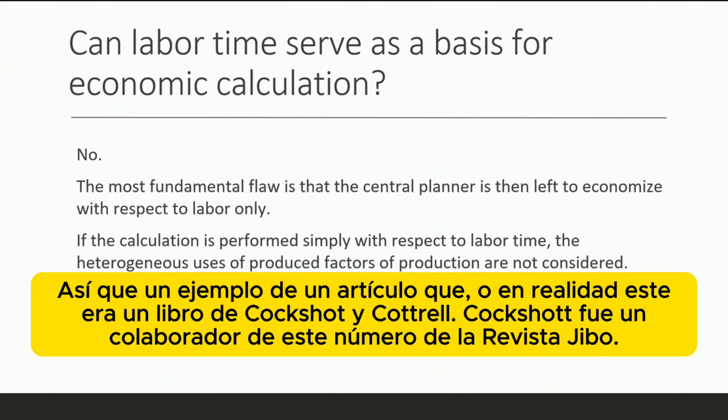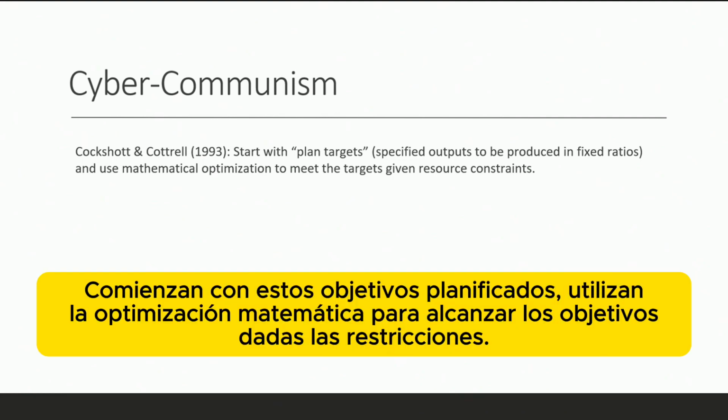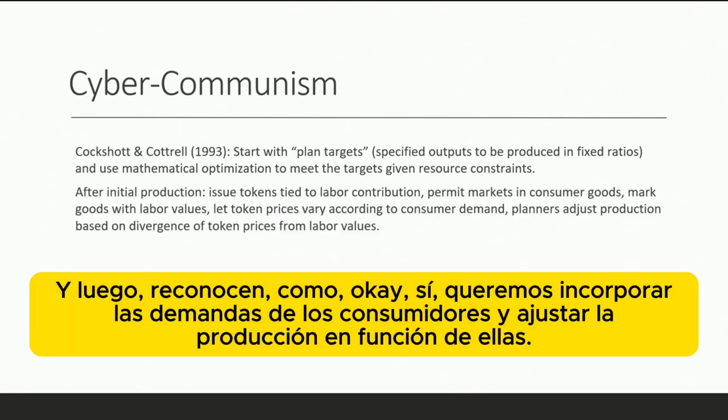So one example of a paper, this was a book by Cockshott and Cottrell. Cockshott was a contributor to this GBO issue. They start with these planned targets. They use mathematical optimization to meet the targets given constraints. And then they acknowledge we want to incorporate consumer demands and adjust production based on them.